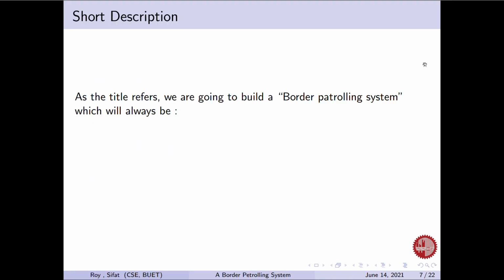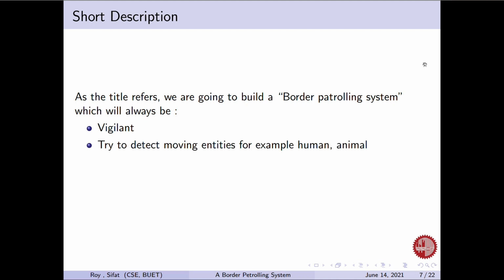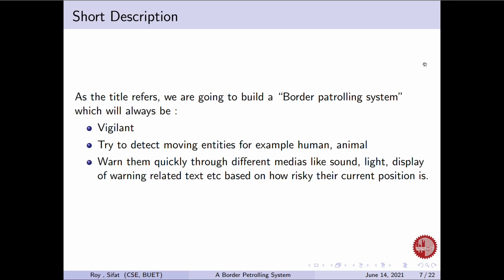As the title refers, we are going to build a border patrolling system which will always be vigilant, and try to detect moving entities, for example, human, animal, and warn them as quickly as possible through different media like sound, light, display of warning related text, etc., based on how risky their current position is.